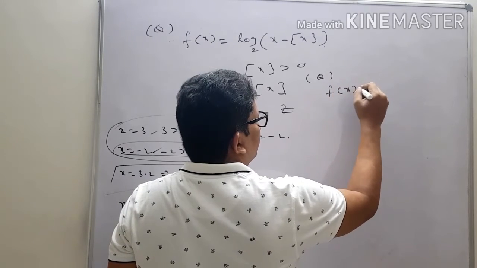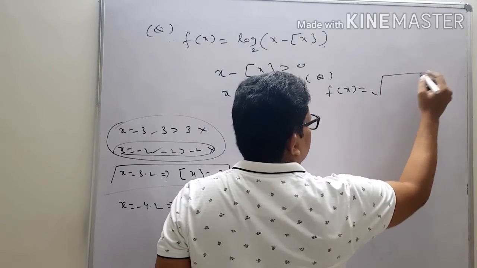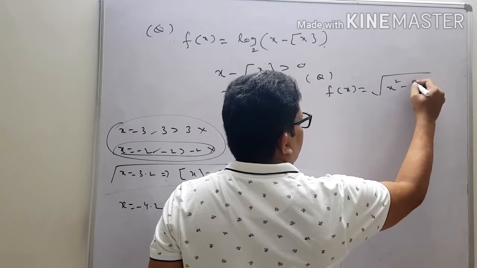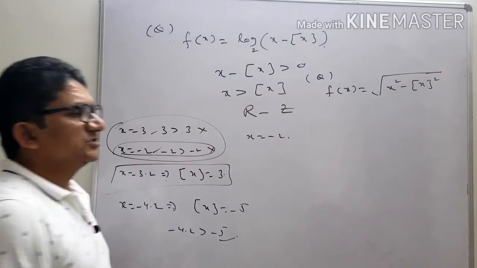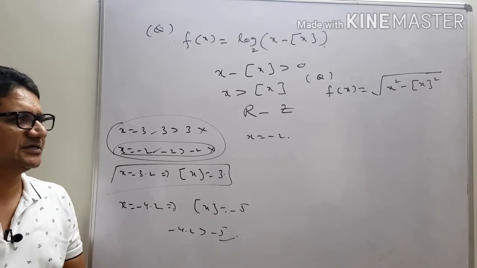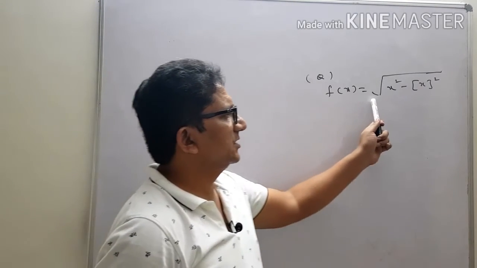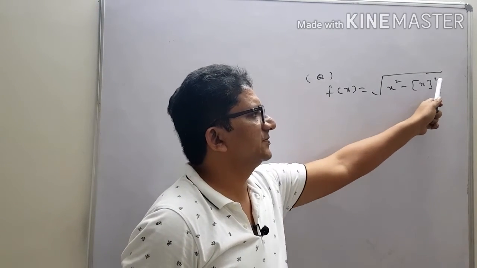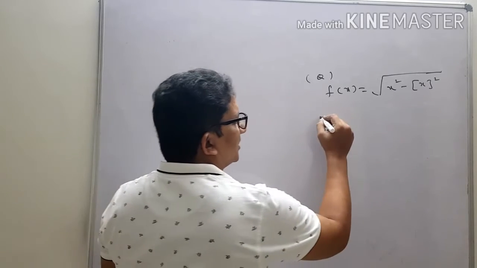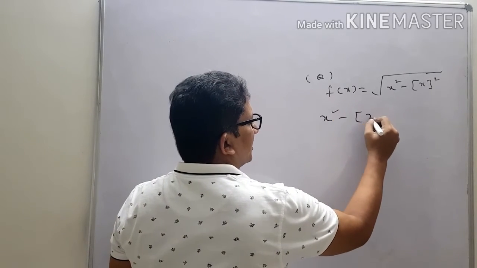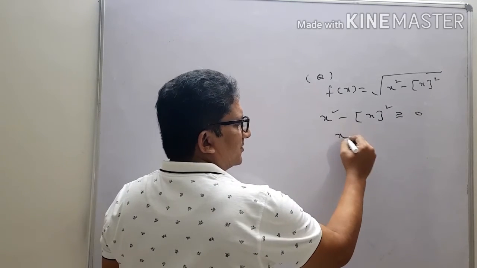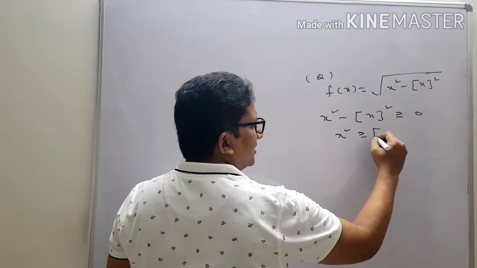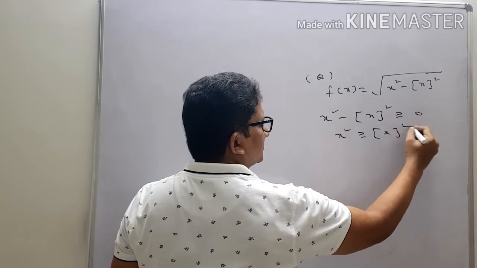Find the domain of f(x) equals square root of x² minus (step x) whole square. This also you can analyze like this type, please check. To find the domain of square root of x² minus (step x)², we need to maintain the inside function as greater than or equal to 0. That means x² will be greater than or equal to (step x)².